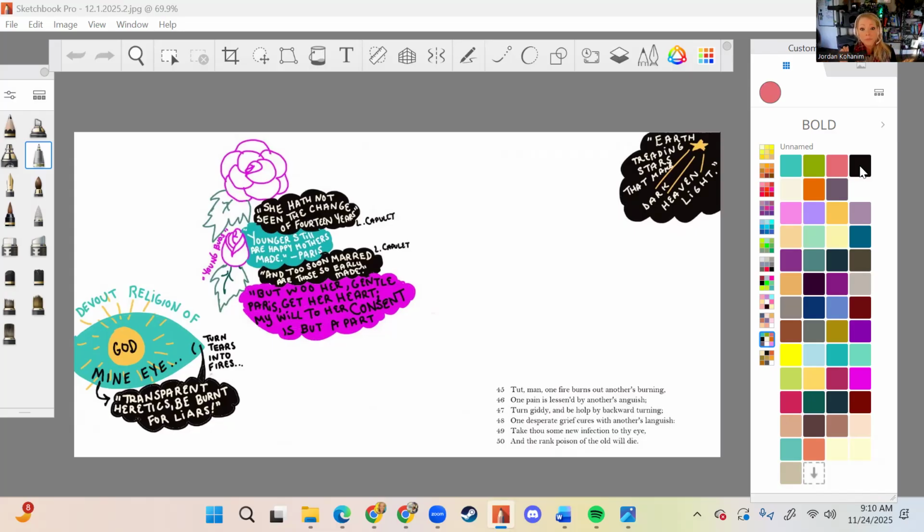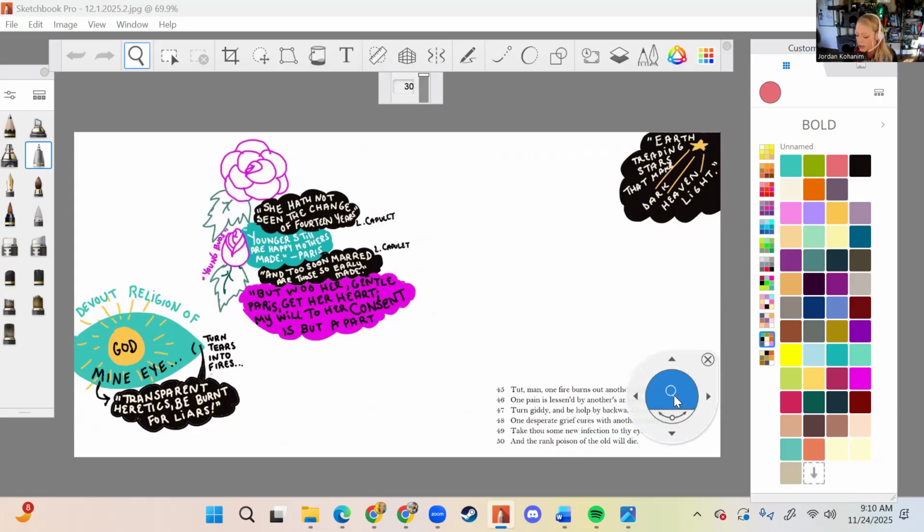And then again, the idea of familial love, the father defends Juliet's free will, and this will be important later. He says, but woo her, gentle Paris, get her heart. My will to her consent is but a part, meaning that you have to win her over. If she says no, then I'm going to go along with what she says because it's her will, and my consent to her will is just a piece of it. She's the one who's allowed to decide, right?